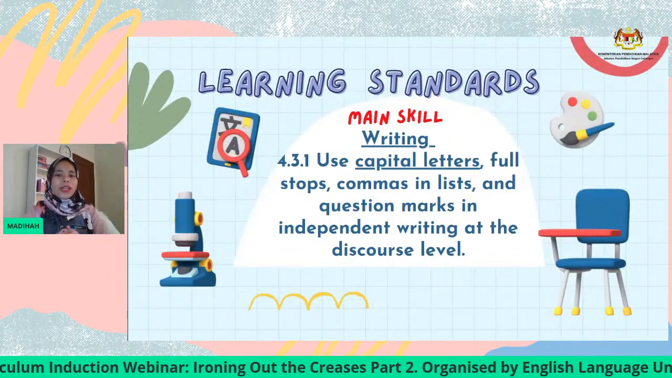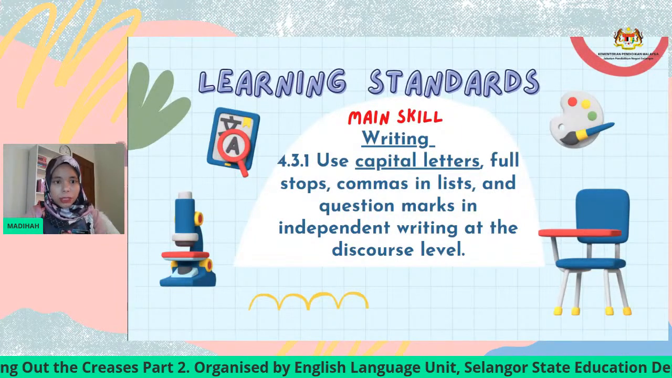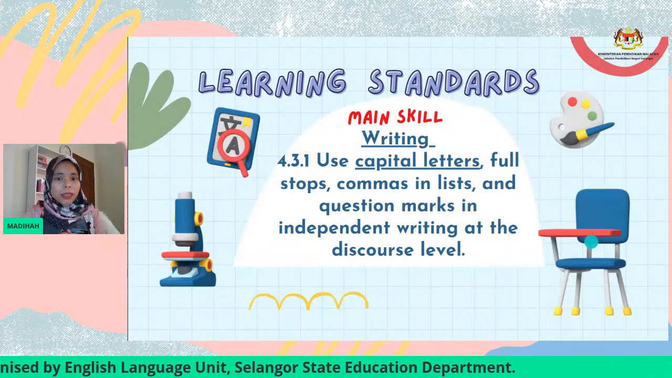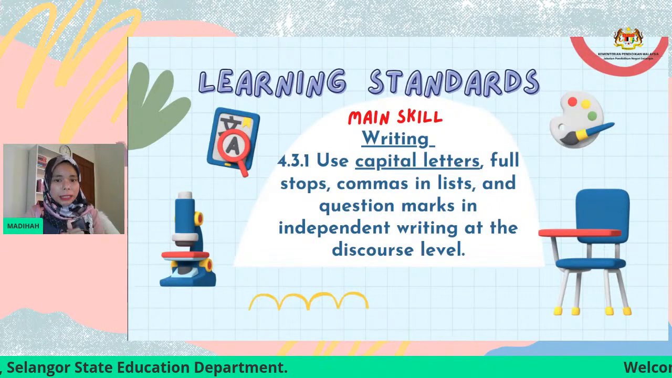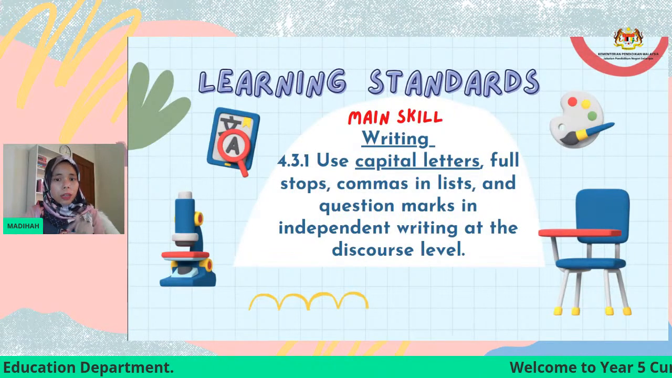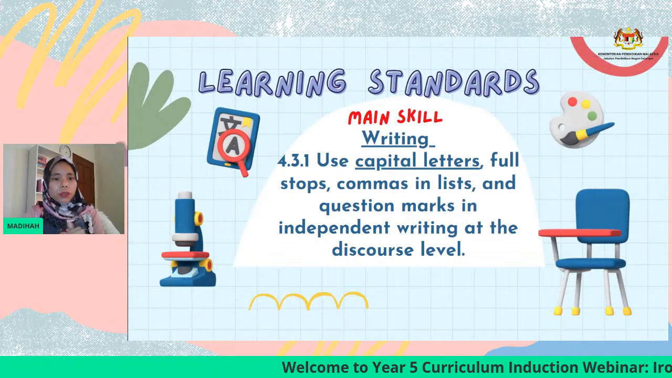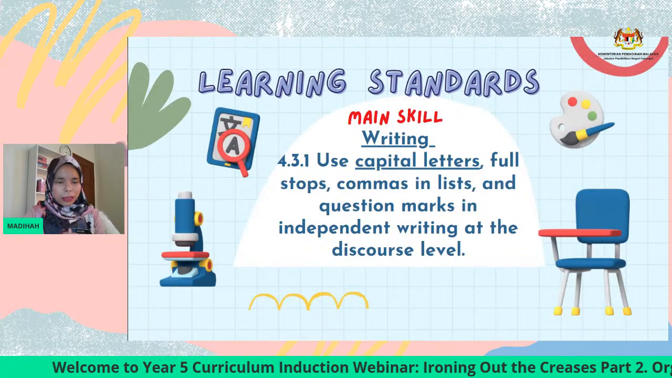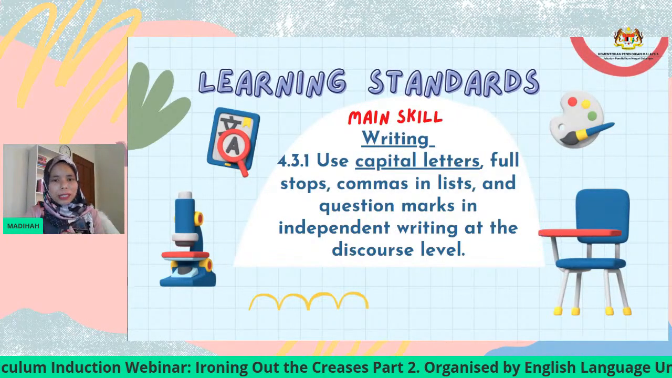All right, sure, thank you. So for the learning standard for writing, this is again from the SOW. It is written there, we can just take it out. So it's a writing skill. The main skill would be to use capital letters, full stops, commas and lists, and question marks in independent writing at the discourse level. If you see there, I have underlined capital letter. So what happened during this lesson? Can we move on to the next slide?